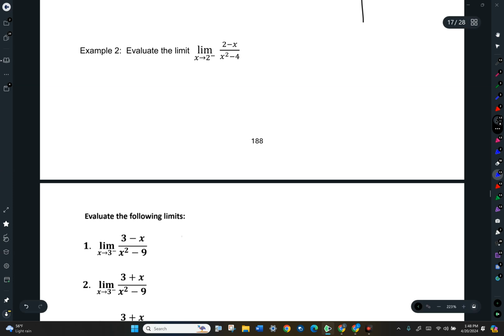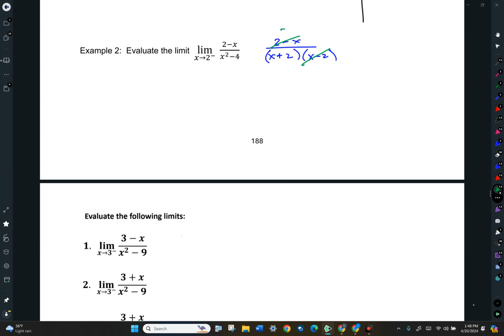Well, let's treat this as if it were just a regular old limit. First thing I would try and do is substitute. I can't because I get 0 over 0. Then I might try to factor, which I think I can factor this. And once I get the denominator factored, I think you'll notice that those factors will cancel. It's going to leave a -1. So actually, I'm finding the limit as x approaches 2 from the left of -1 over x plus 2.